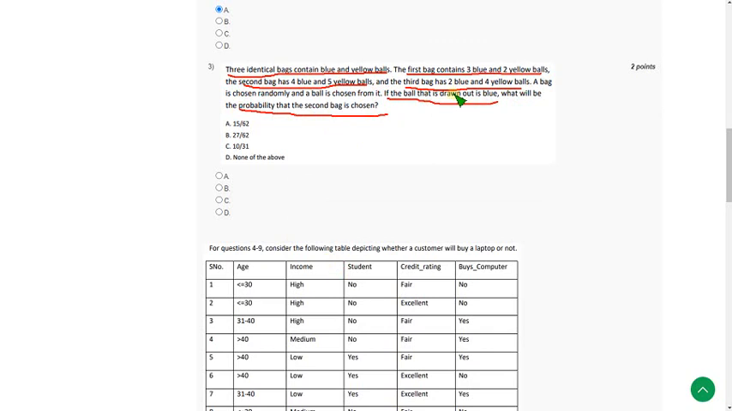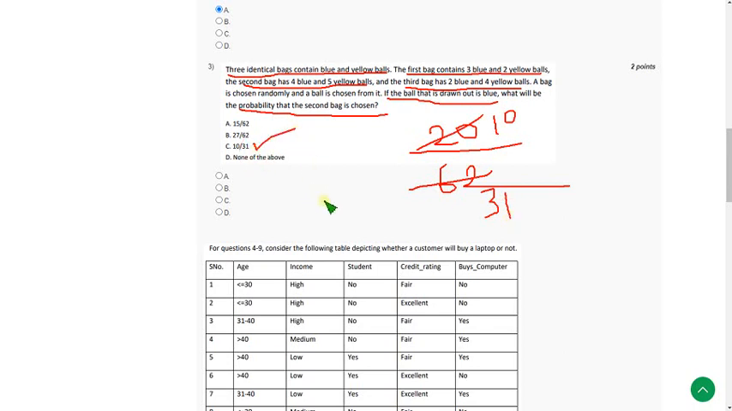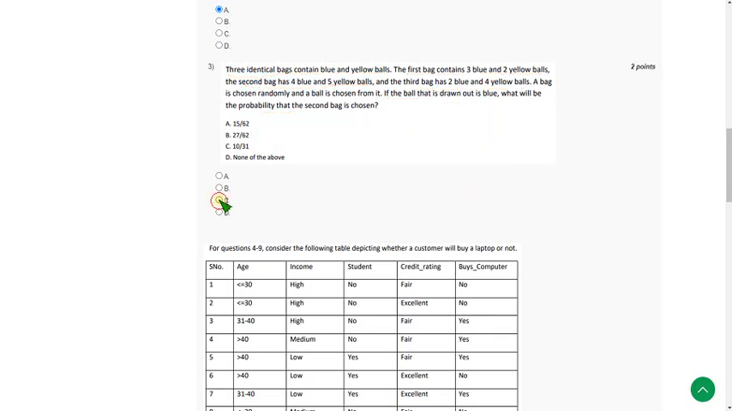So guys, when I did this, I got the answer as 20 by 62. It means 2 tens to 31. So the answer is 10 by 31. That is option C. So mark option C as the correct answer for the third question.